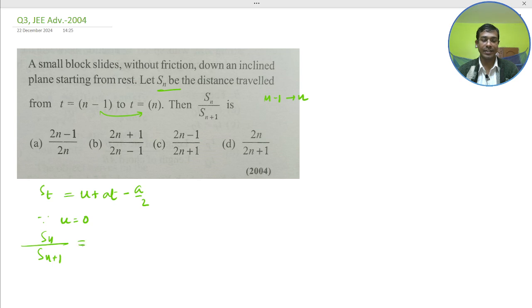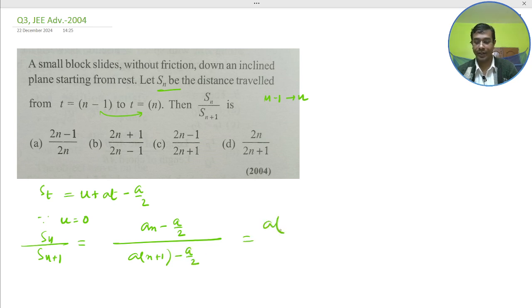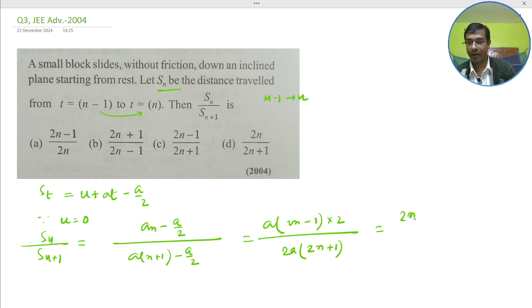So for Sn by Sn plus 1, just put in this value: An minus A by 2, over A into n plus 1 minus A by 2. A would be common here, so we get 2n minus 1 over 2n plus 1. I think C would be the correct answer, 2n minus 1 by 2n plus 1.